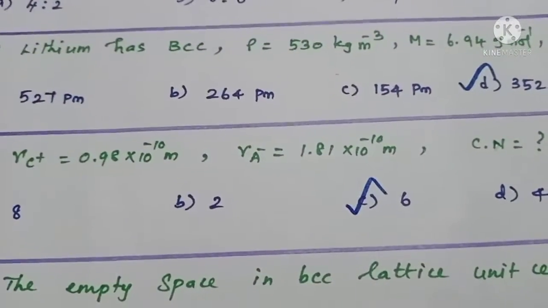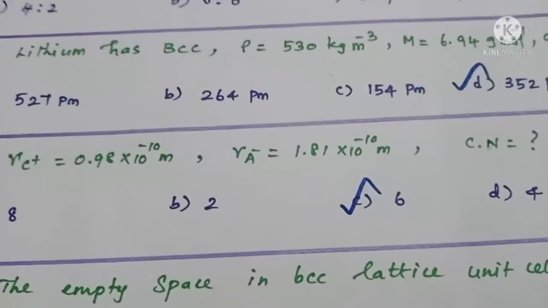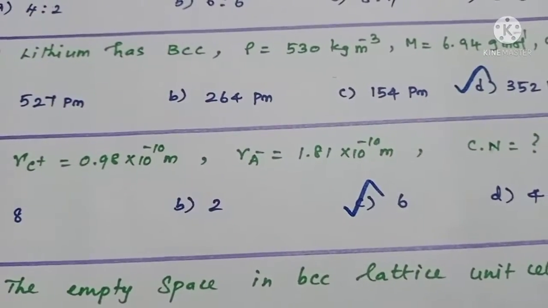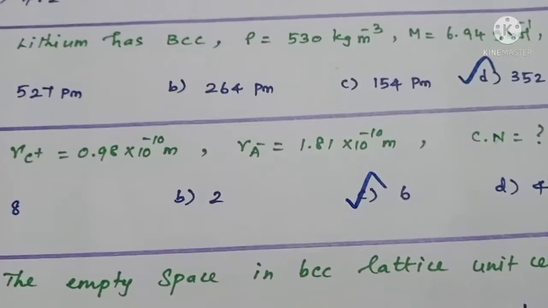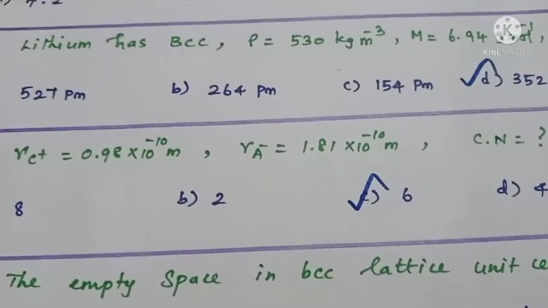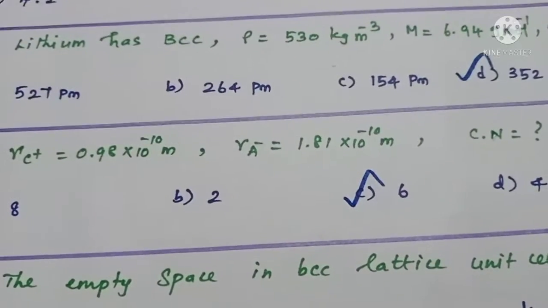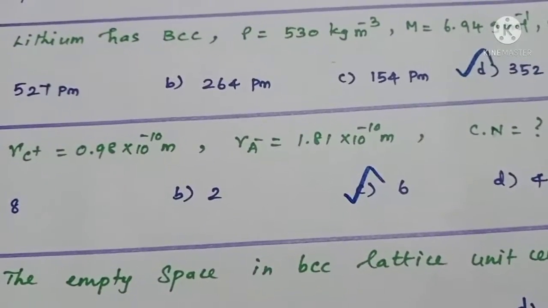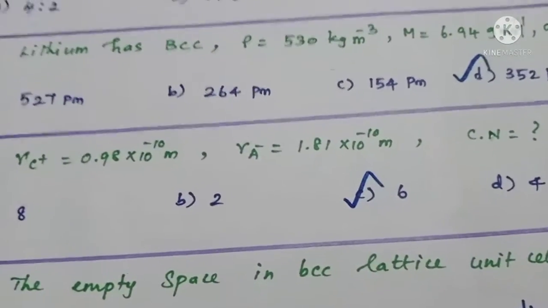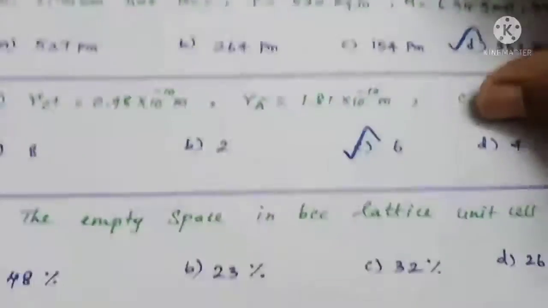Suppose the radius ratio lies between 0.155 and 0.225, then the coordination number of the crystal will be about 3. If the radius ratio is between 0.225 and 0.414, the coordination number will be 4. If the range is between 0.7 and 1, the coordination number is 8. So you have to remember the others also. Okay, right. Now let us go for the next question.